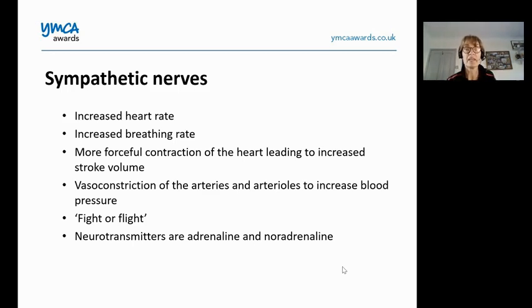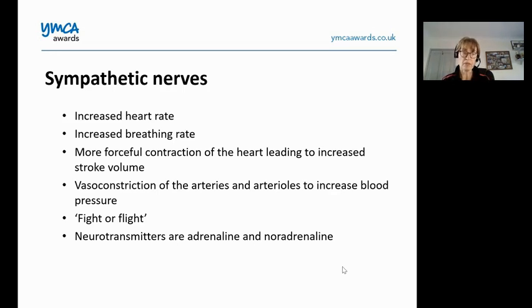So we're going to have an increased heart rate to provide the oxygen we need if we're going to go into flight mode. Increased breathing rate, again increasing the oxygen. The heart's going to pump harder, so we've got a higher stroke volume, more blood circulating around our muscles. We've got vasoconstriction of the arteries and arterioles to increase our blood pressure. And the neurotransmitters are adrenaline and noradrenaline.